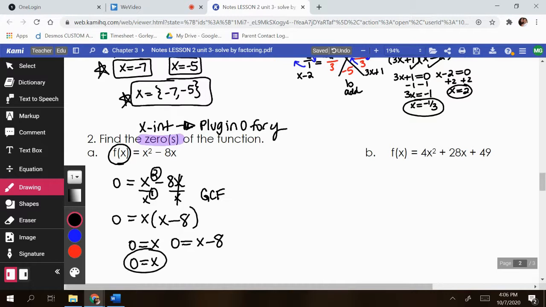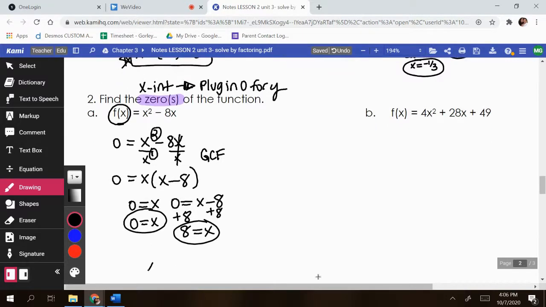We get that x is 0. Here, if I add 8 to both sides, we would get that x is 8. All right, again, if you want to write it as a solution set, you could. Just make sure the lower number goes first.